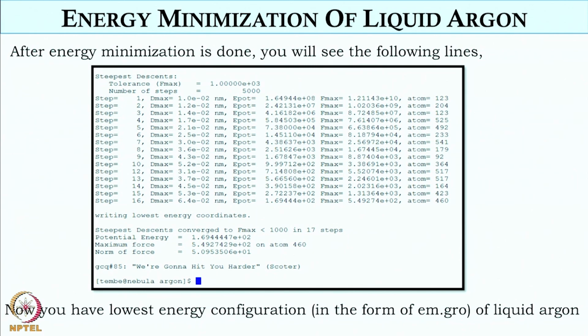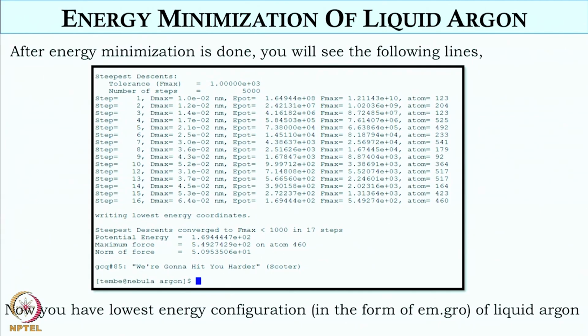So instead of 10 to the 4 for the maximum force, we could have given 10 to the 3 also. But 10 to the power 4 is used in case we have a large molecule or large system. The other thing that is noticed here is that only 17 steps are used, and I have given 5000 steps.